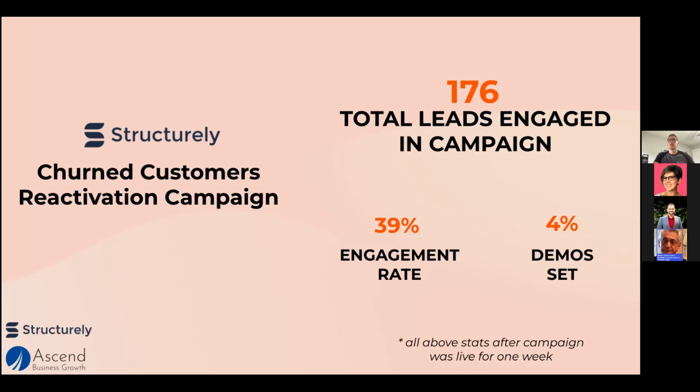And you can see the results there. 39% engagement, 4% of that list we set demos with. And we actually resulted in 3 accounts signing up from a simple automated text campaign in less than a week. So you can see all these stats were from a campaign that we ran last week, and we saw these results already. So it's a really quick way to cut through the noise.